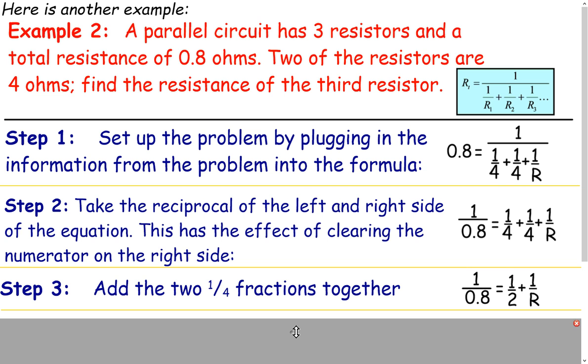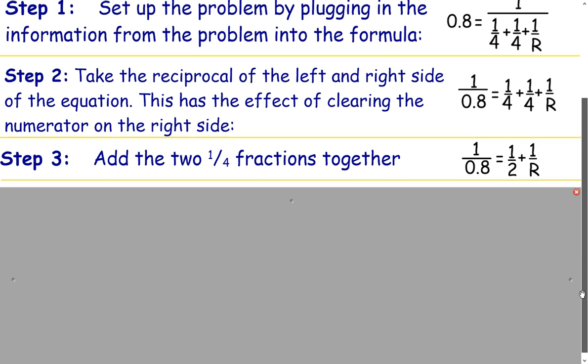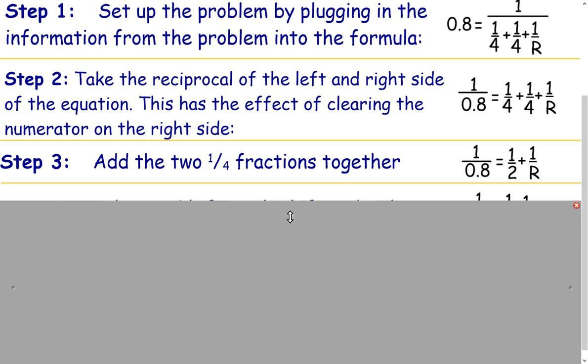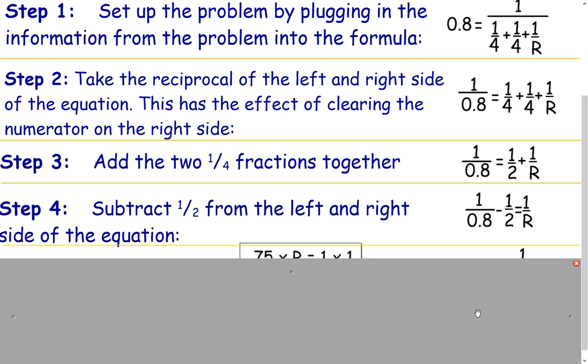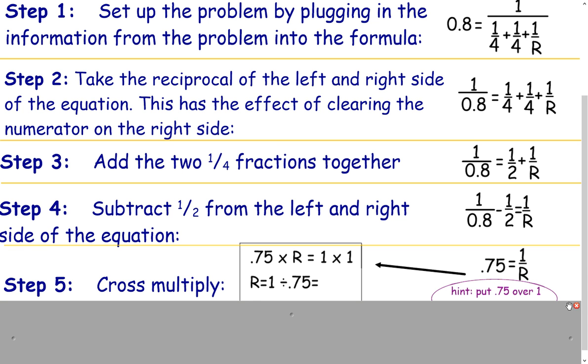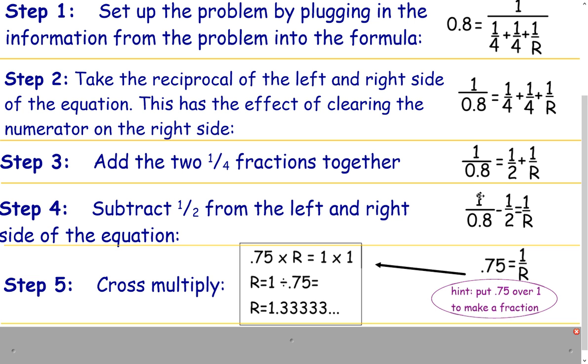Now we're going to add those two 1/4 fractions together, and we get 1/2. Next, we're going to subtract 1/2 from both sides. And again, you could do this as a decimal. 1/2 is 0.5. On the calculator, we could do 1 divided by 0.8 and then subtract 0.5 from that, and we would end up getting 0.75.